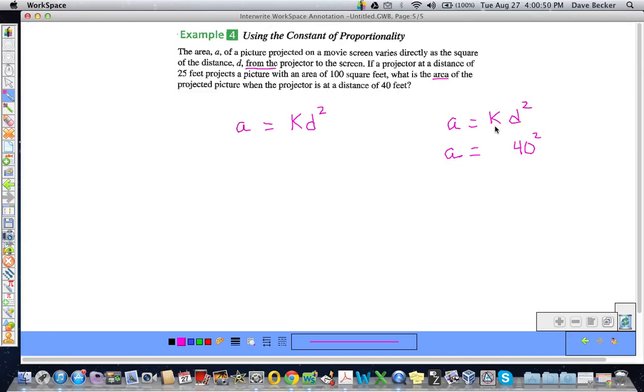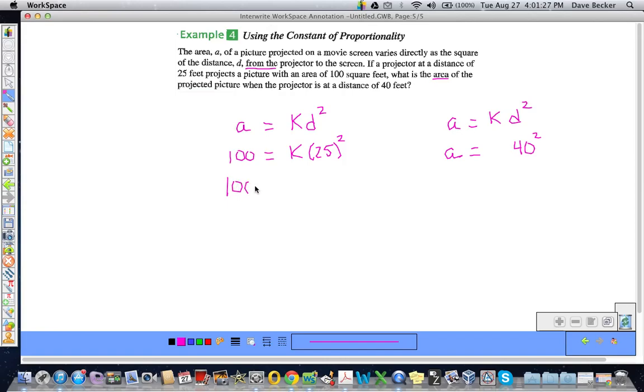Well, the only thing I need is K. Well, how can I find K? Well, I can find K with this first bit of information. If a projector at a distance of 25 feet, so I'm going to use this equation here, so that's K times 25 squared, projects a picture with an area of 100 square feet. So when this happens, the area is 100. I'm going to replace A with 100. So if I know this, I can find K and then replace K here.